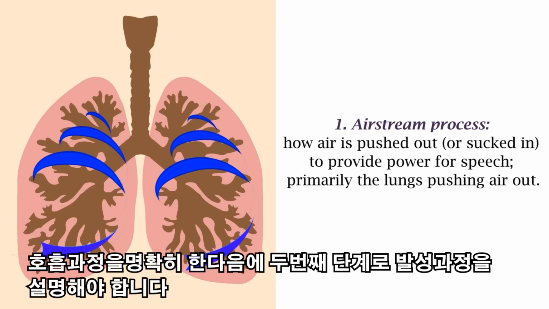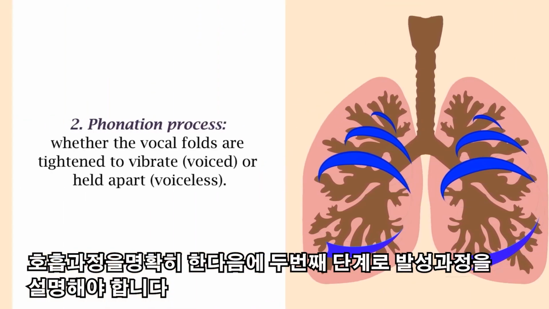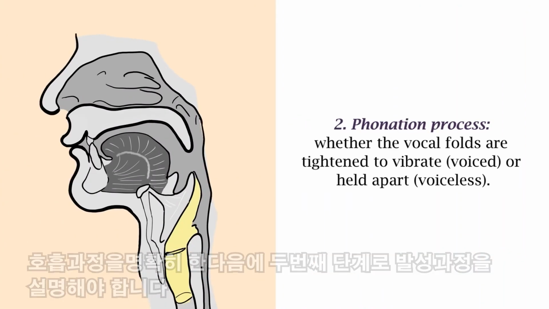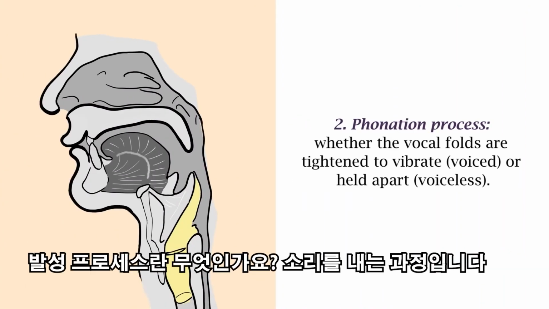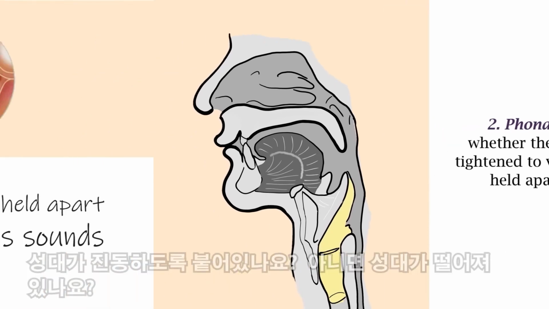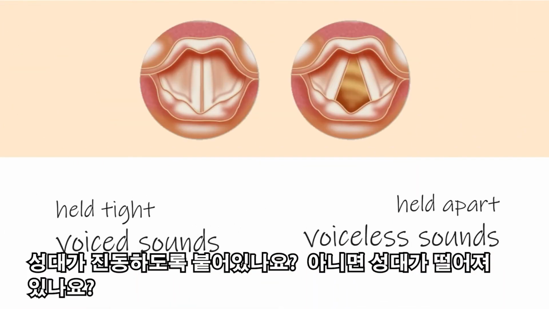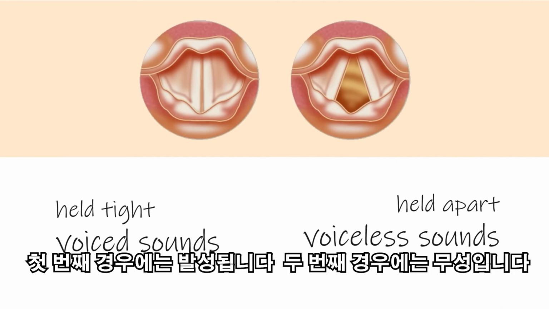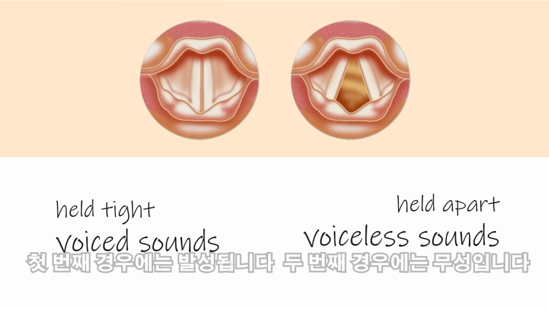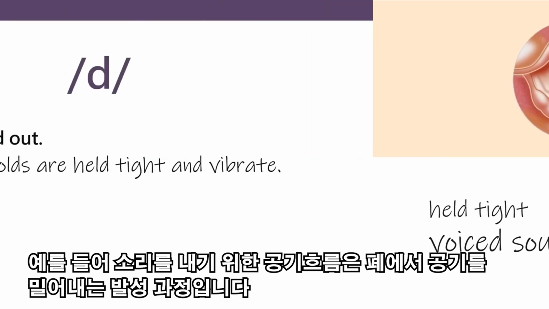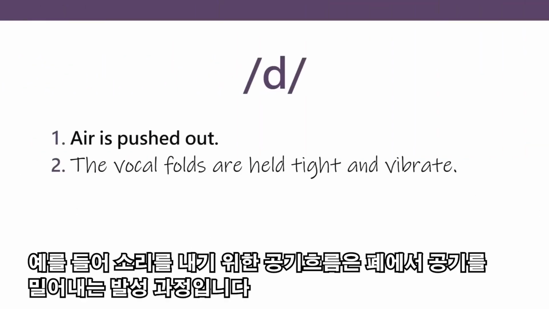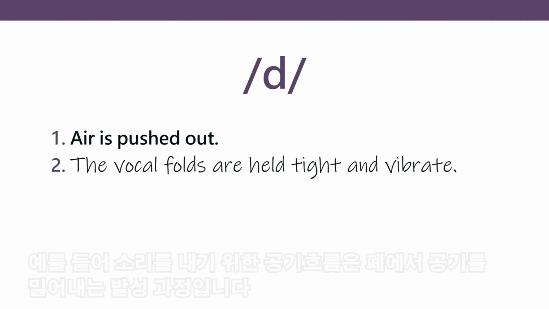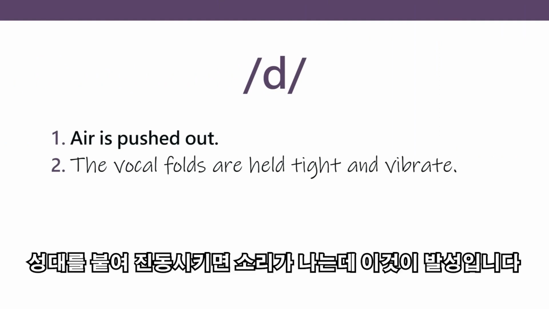After you clarify that, the second step is you have to explain the phonation process. What is the phonation process? It's the voicing process, the vocal folds. Are the vocal folds tightened to vibrate or are they held apart? In the first case, it would be voiced. In the second case, it would be voiceless. So for example, the airstream process for the sound da is you're pushing air out of your lungs. The phonation process is you're holding your vocal folds tight and they vibrate because it is a voiced sound.